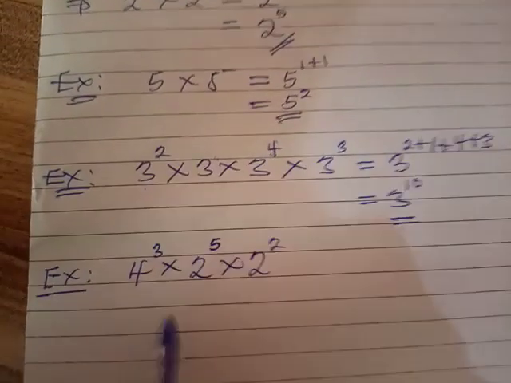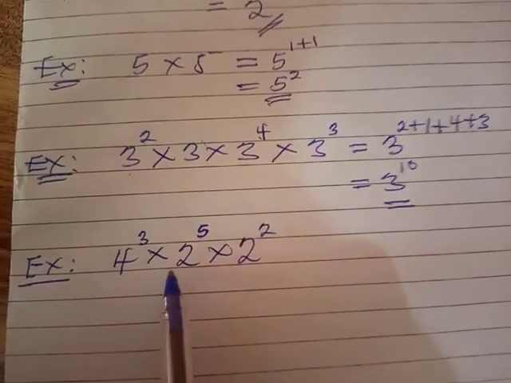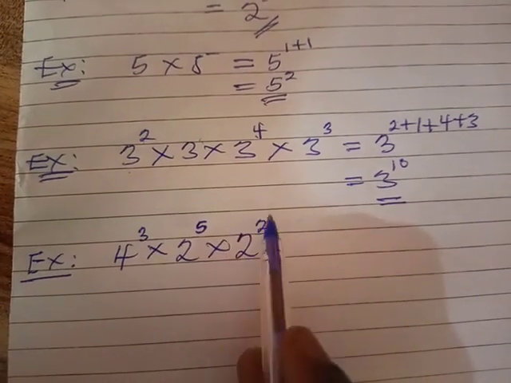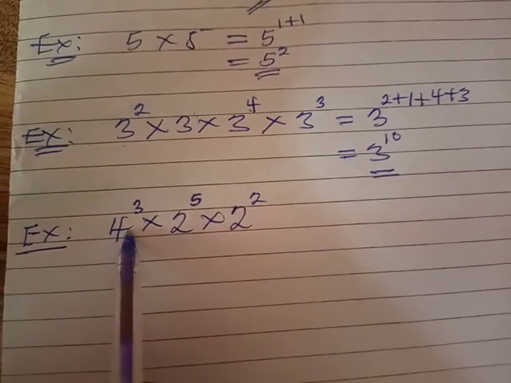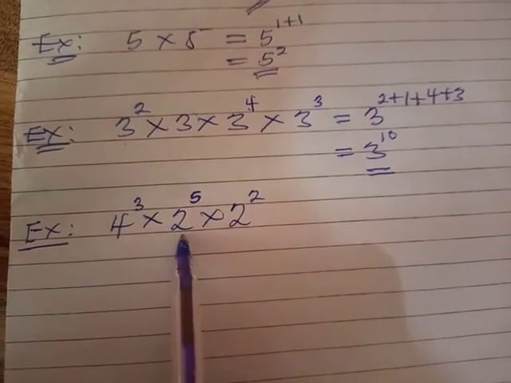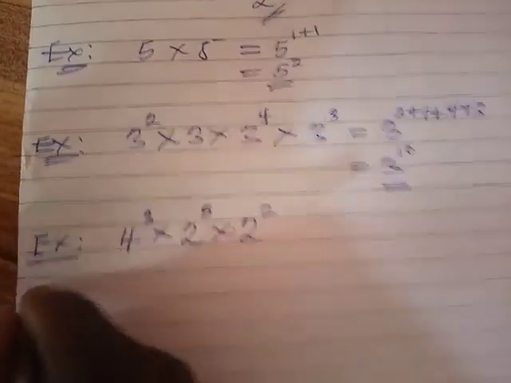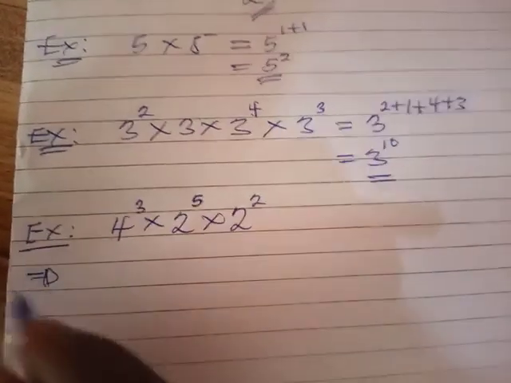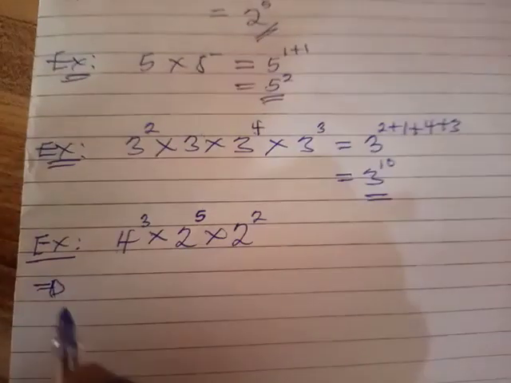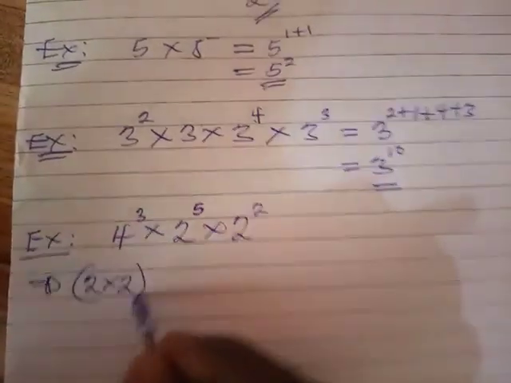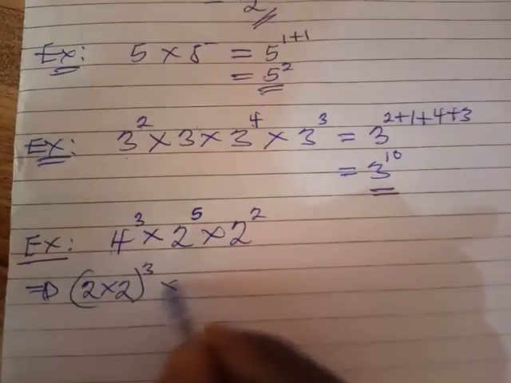Now let's look at example 2. We have 4 exponent 3 multiplying 2 exponent 5 multiplying 2 exponent 2. Now this 4 here can be expressed in terms of 2, so let's express it using the law of indices. 4 can be written as 2 times 2. Don't forget that the 4 has an exponent of 3.